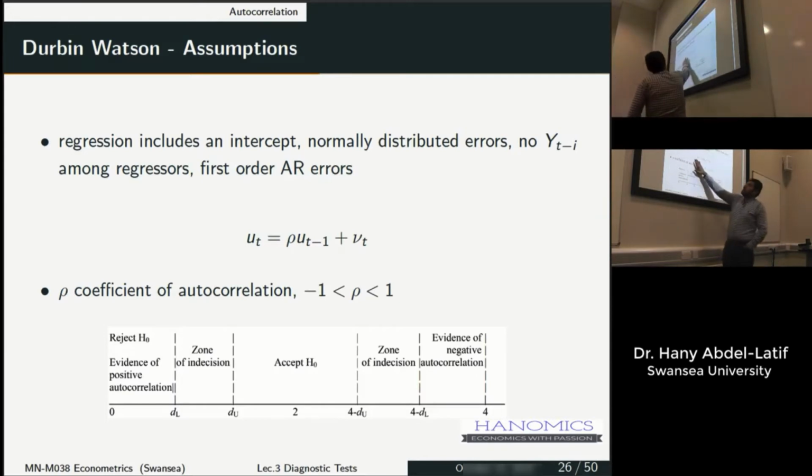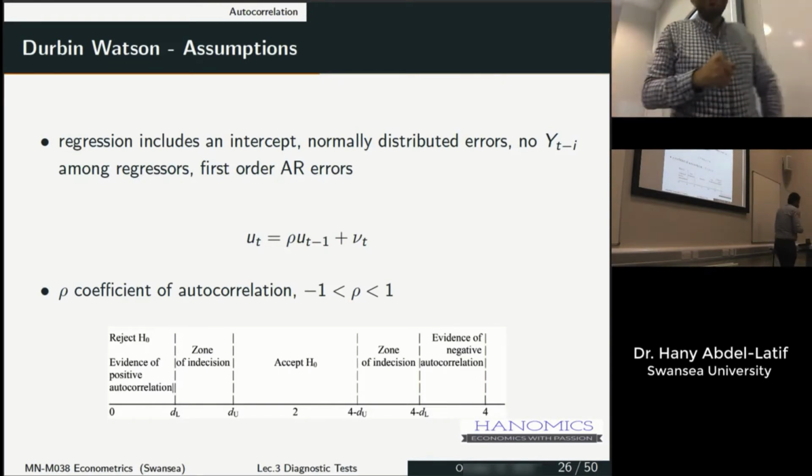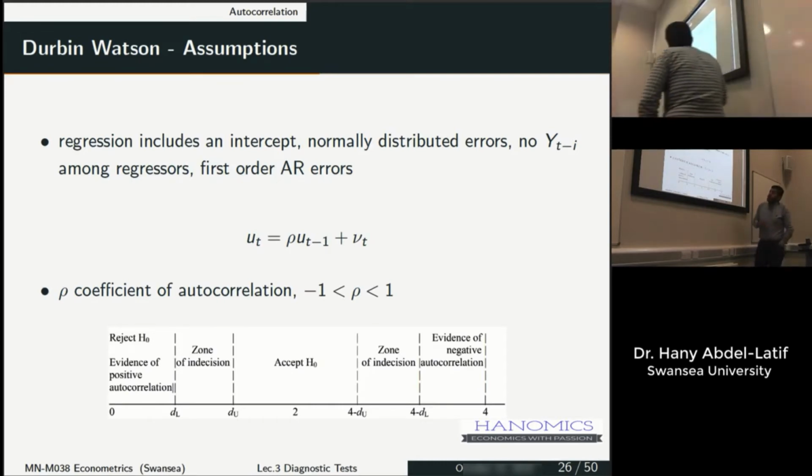So in Durbin-Watson, there are some assumptions. We're talking about two tests, Durbin-Watson and the LM test. With Durbin-Watson, the assumptions are that your regression includes an intercept, the errors are normally distributed, and there is no lagged dependent variable among the regressors. So you don't have y t minus i, which could be minus 1, minus 2. There are no lags of y on the right hand side.